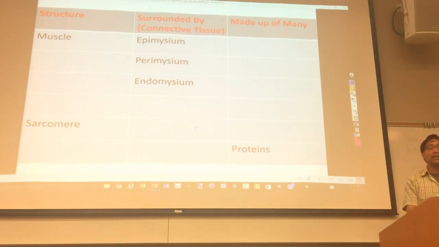If I have a muscle, an actual muscle that you can dissect out, it's surrounded by what's called epimysium. That's a connective tissue sheath. What is the muscle itself made out of? Muscle bundles. Okay, so bundles. Do you know the other name for it?